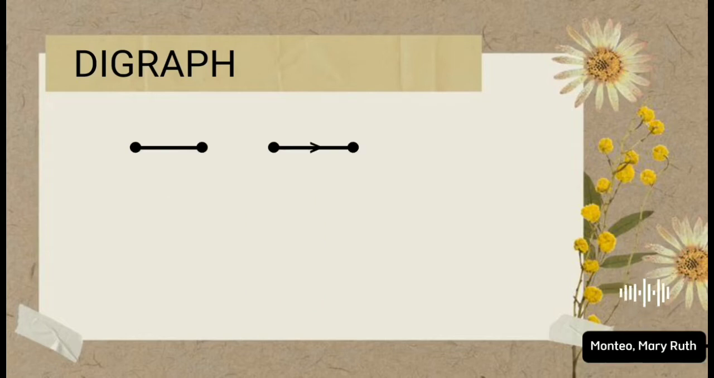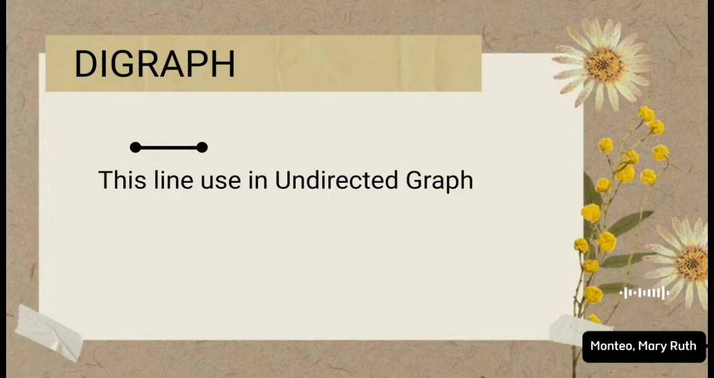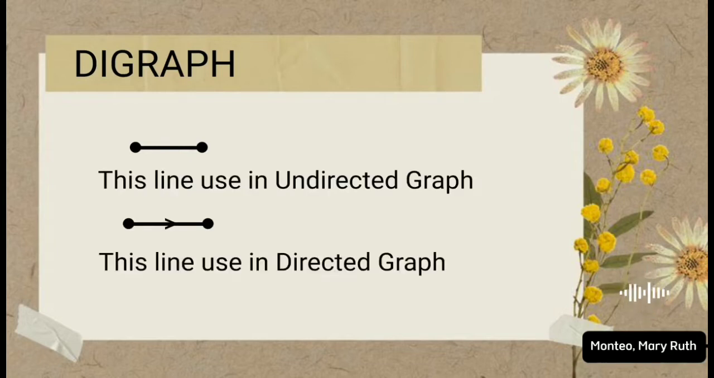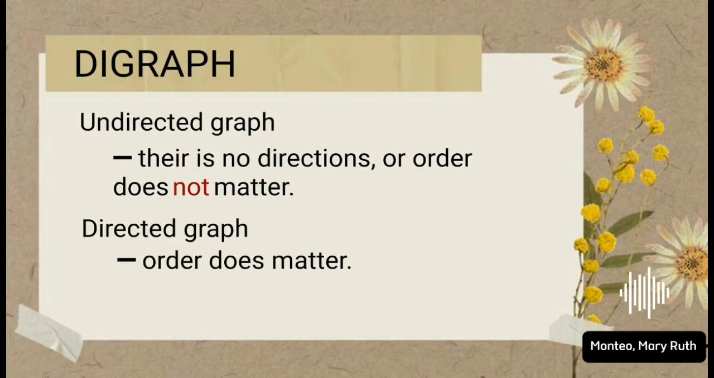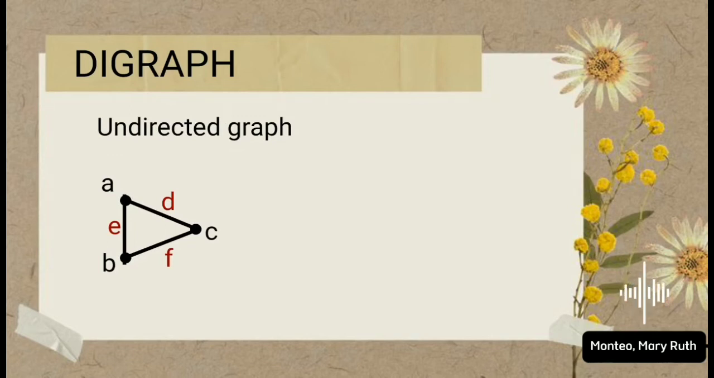These two lines or edges are different. As you can see, the first one is just like a line segment and the second one is a ray. This line is used in an undirected graph and this line is used in a directed graph. In an undirected graph, there is no direction, so order does not matter. In a directed graph, order does matter. This is an example of an undirected graph.